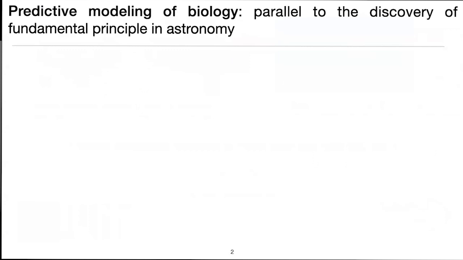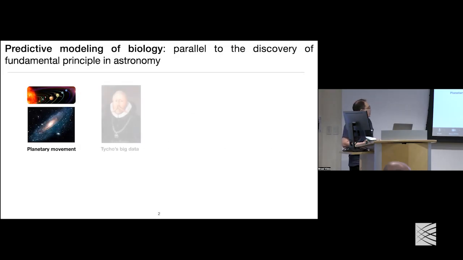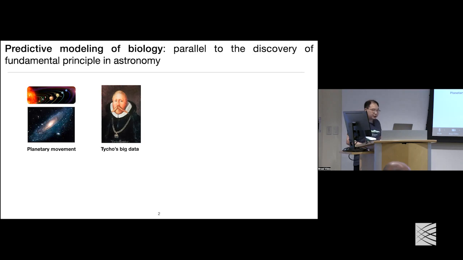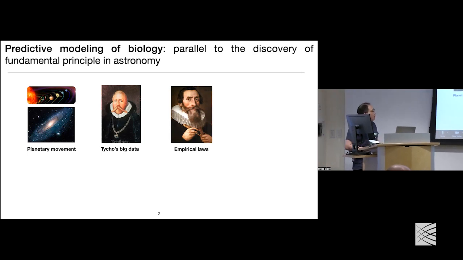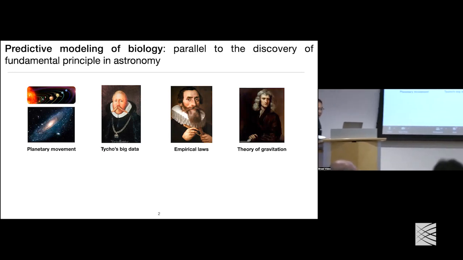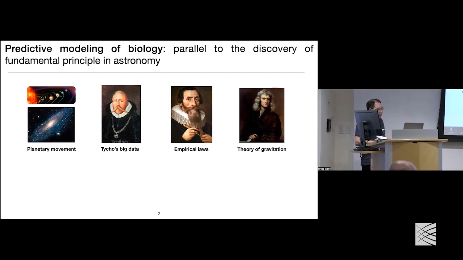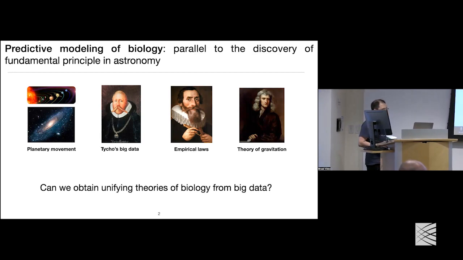So for many years, I have always been interested in moving towards predictive modeling of single cells, or of biology in general. So I want to start with a very theoretical view to motivate how I'm thinking about biology. In the discovery of the fundamental principles of astronomy, 400 years ago, Tycho made the first comprehensive observation of the planet movement, which led to the derivation of the three empirical laws by Kepler, and then eventually the unifying theory of gravitation by Newton. So the key question now is, with the big data in biology, can we also discover unifying and predictive theories in biology?